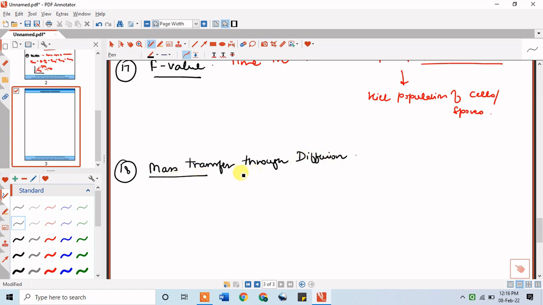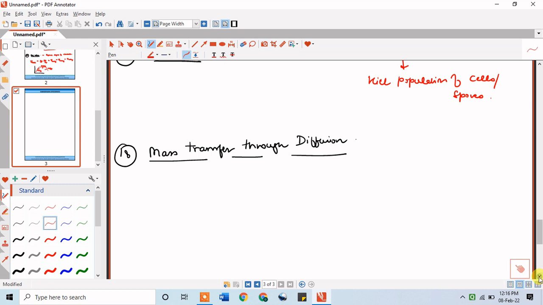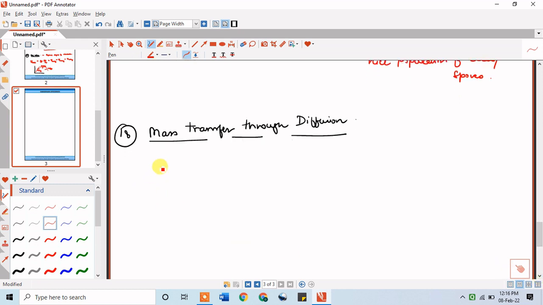Let us talk about mass transfer through diffusion. Now you know that diffusion always happens from a higher concentration to a lower concentration. Suppose this is a molecule that is called, let me write it down as A, and here the concentration of this molecule is very less. So what will happen? The diffusion would always take place from higher concentration to lower concentration. Okay, this is what we call diffusion.